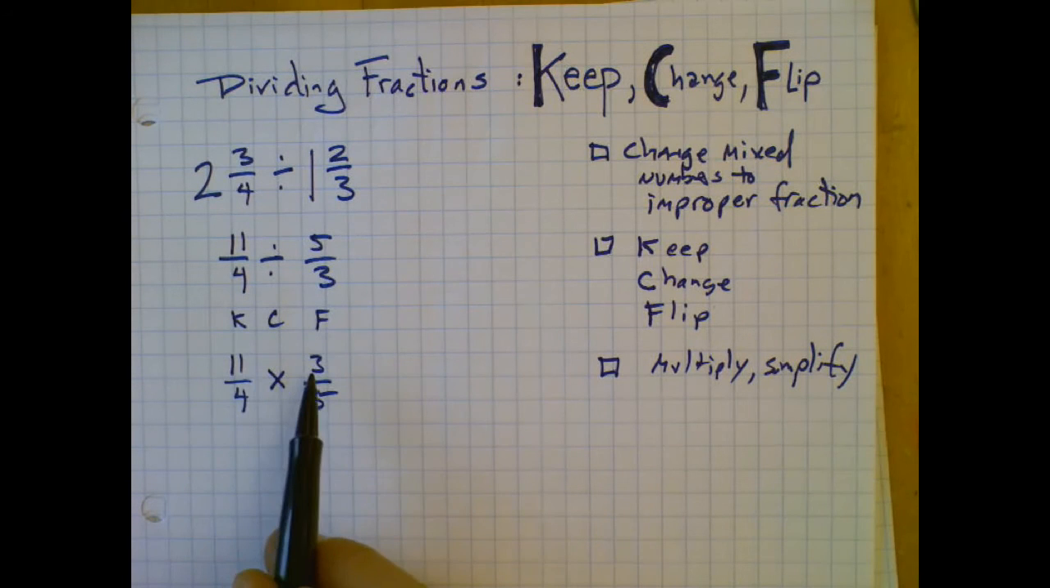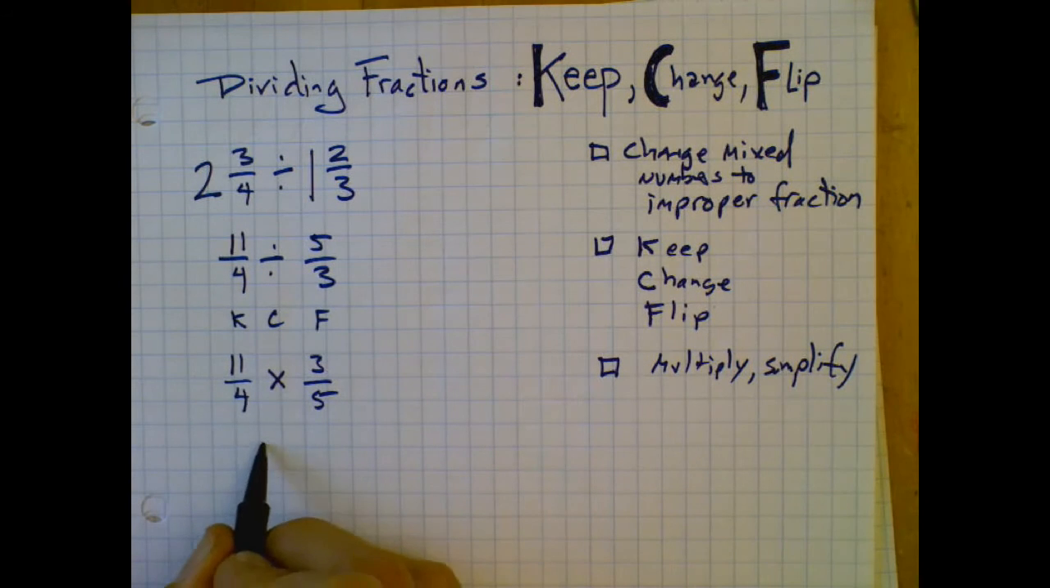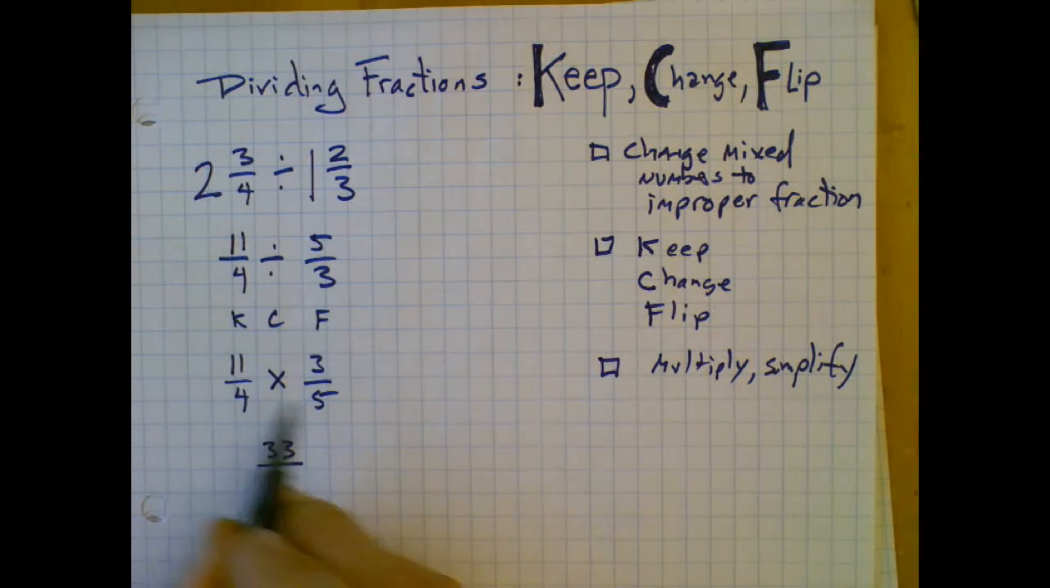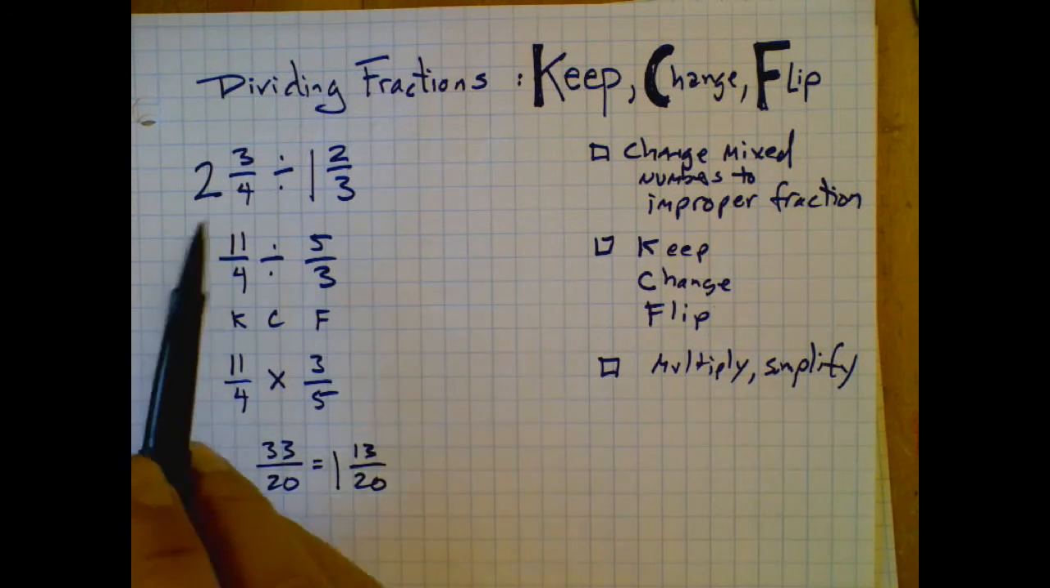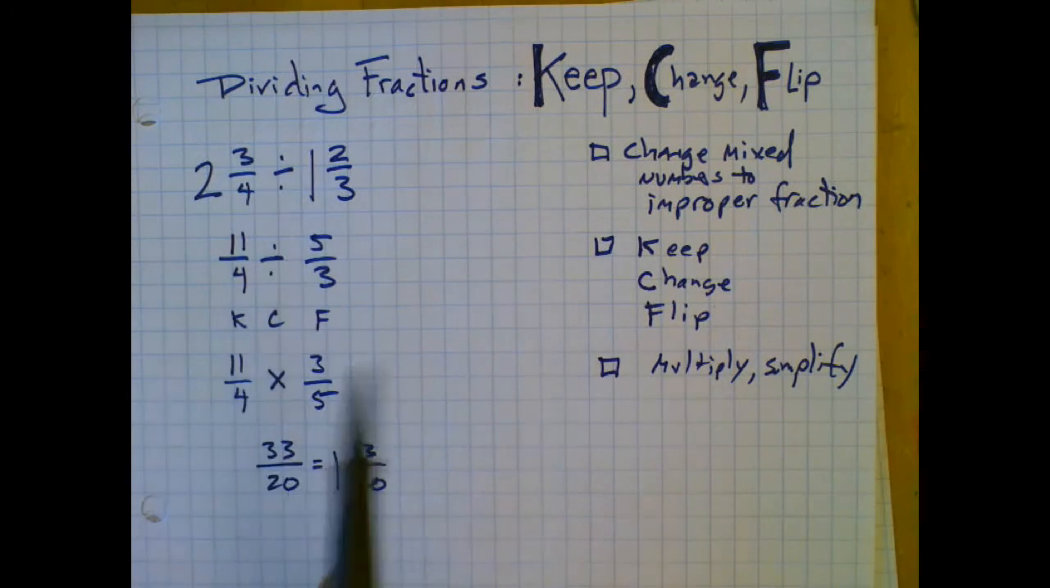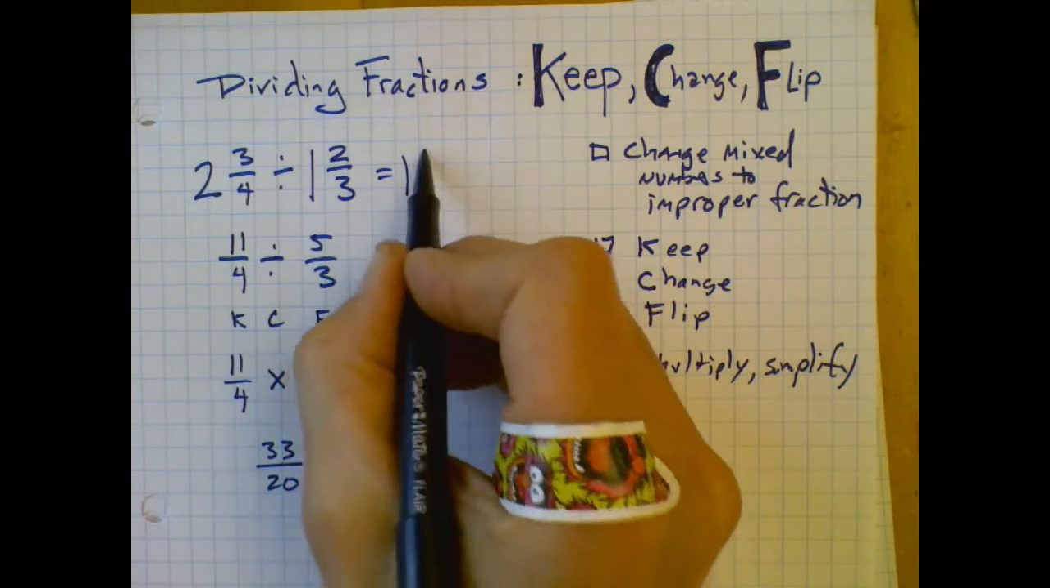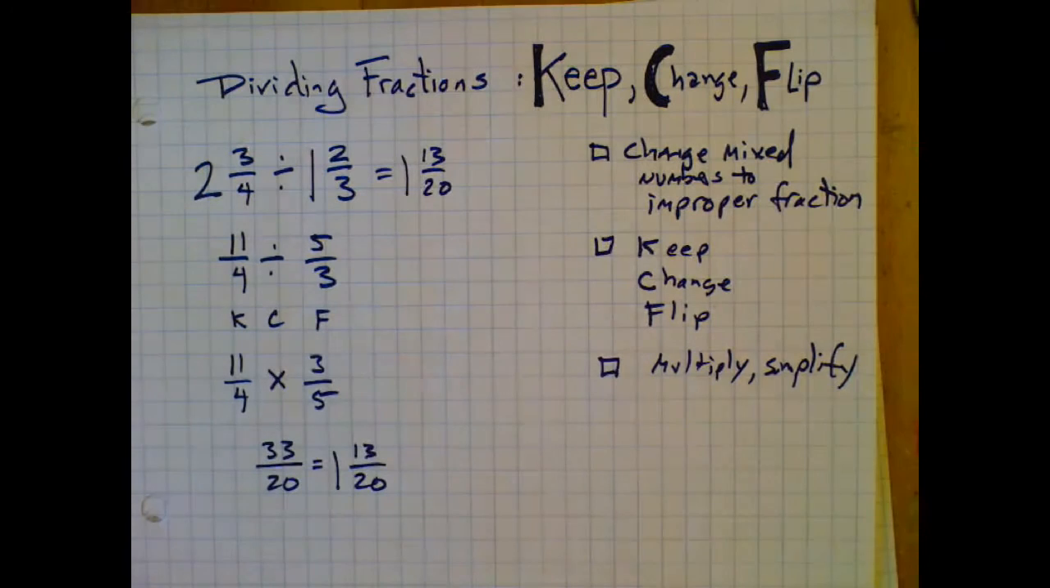So 11 times 3 is 33. 4 times 5 is 20. Can I get a group of 20 out of 33? I sure can. I can get one group. And 33 minus 20 is 13, so I have 13 left over. There you go. So 2 3/4 divided by 1 2/3 is 1 13/20.